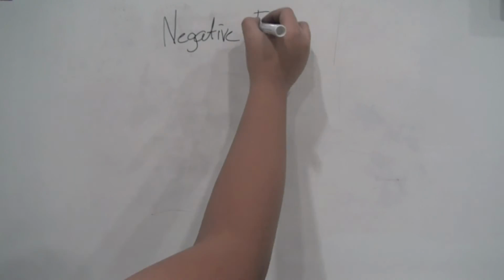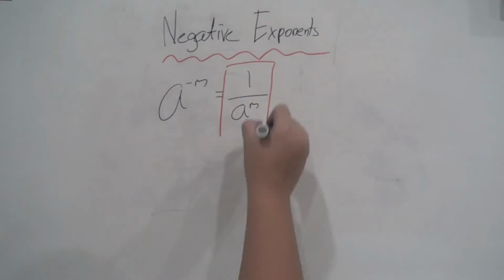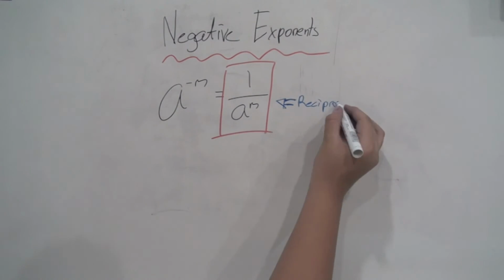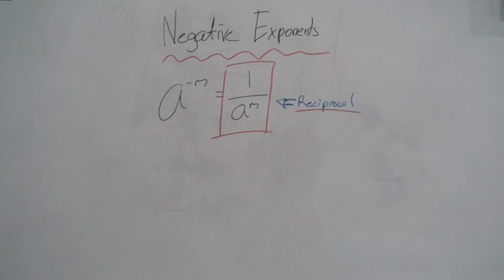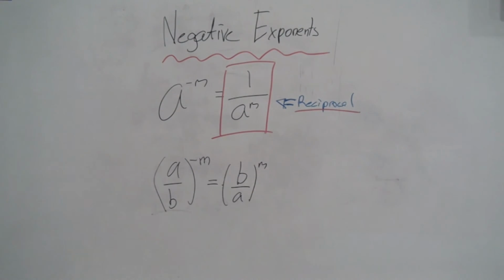Finally, there is the negative exponent. All you need to do is find the reciprocal of the number. It is the same thing as flipping the denominator and the numerator. As you can see, here's another example. It works the same way.